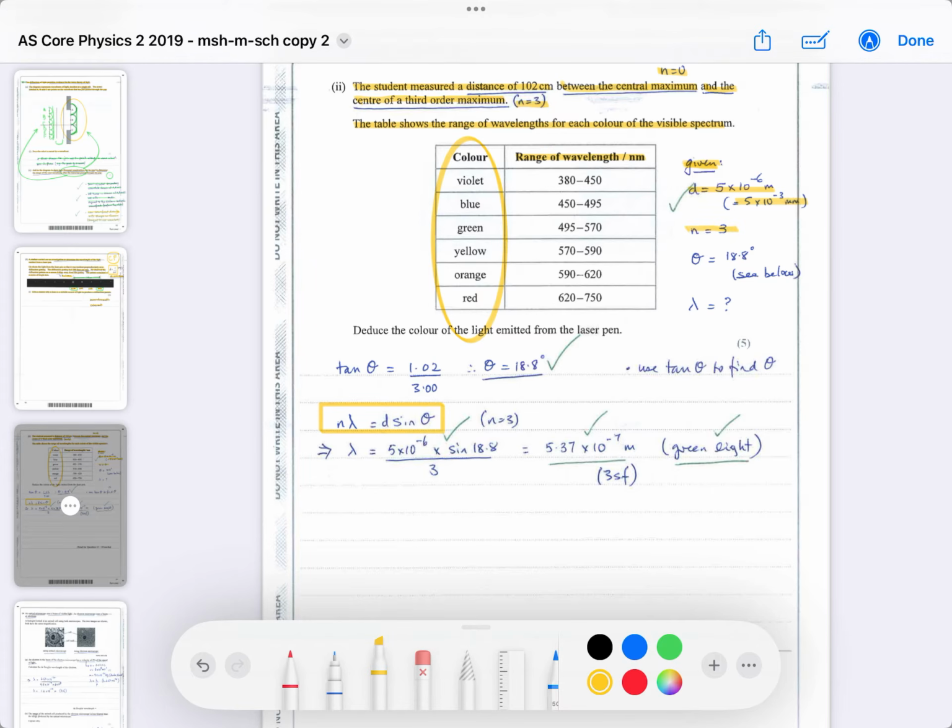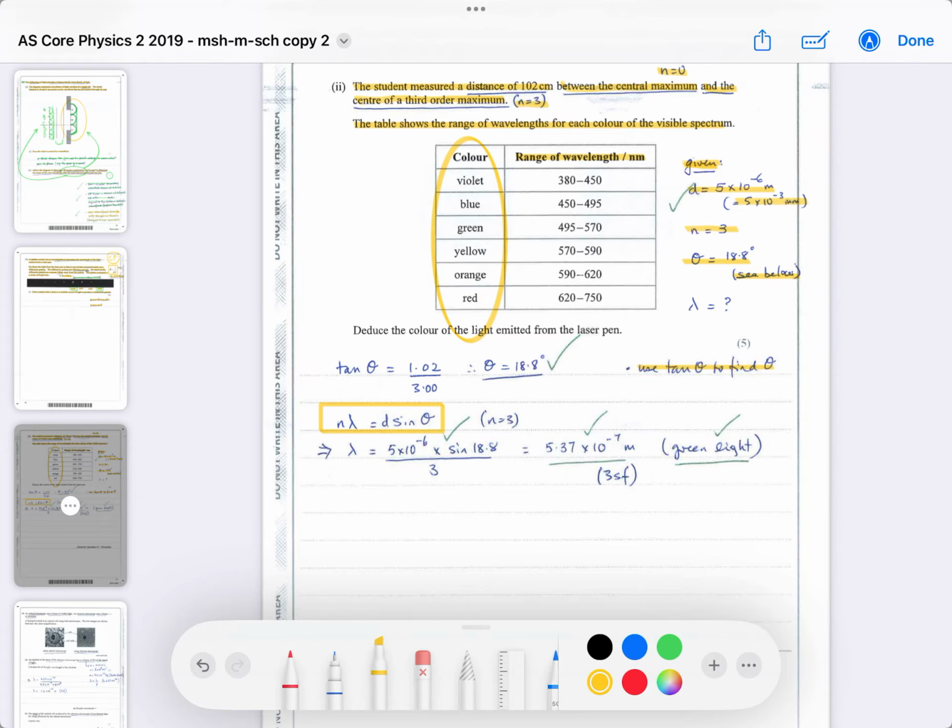Theta, see below, is going to be 18.8 degrees for n equals 3, I think. Oh no, theta, yes. We want to find tan theta.